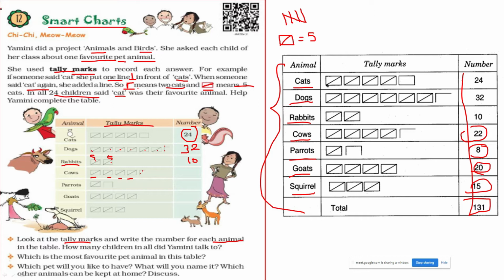Okay, Yamini did the project about animals and birds. She asked each child of her class. So Yamini is a class teacher. So she asked the children about their favorite animal. They said this one. Then she made a tabular column. This is a tabular column. She made it. In that tabular column, in the middle, she marked tally marks.